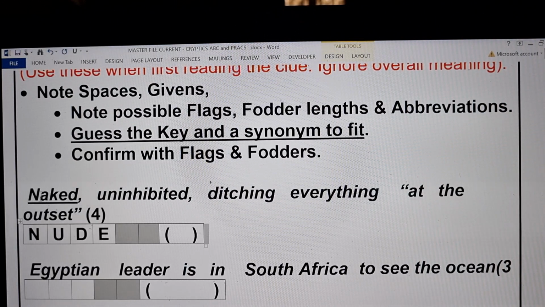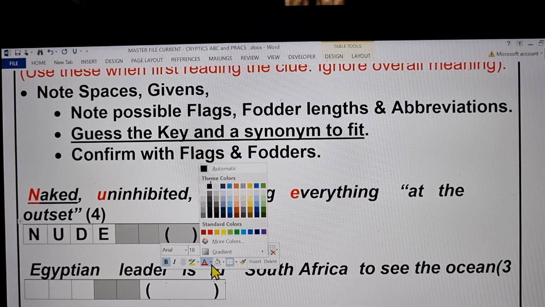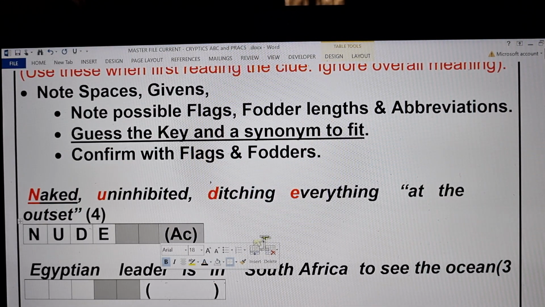We'll have to use the N, won't we? Now that N is actually part of the key. And you say, oh, you can't do that. Who said? In cryptics, nothing. There's no absolute rule in cryptics. If the compilers wish to use the first letter of a key, they can. It's their baby. Okay, so there it is. There's an acronym, N-U-D-E, nude, and that's the answer. So we've proved it as nude, proved it as the answer by using the acronym trick.